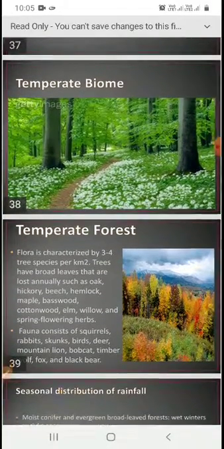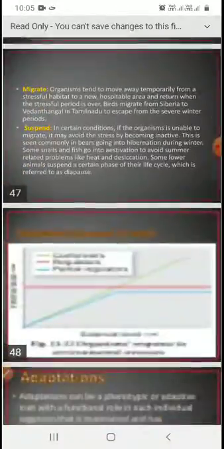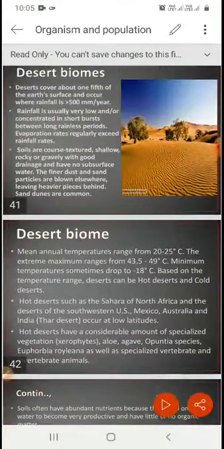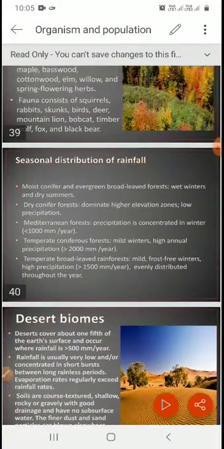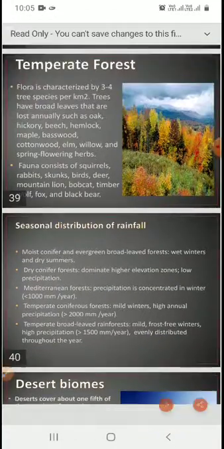Next, we go for the temperate forest. The temperate forest is a very important one. And next we go for the desert biome, and how there is environmental rainfall. These and all we can see in the next class.